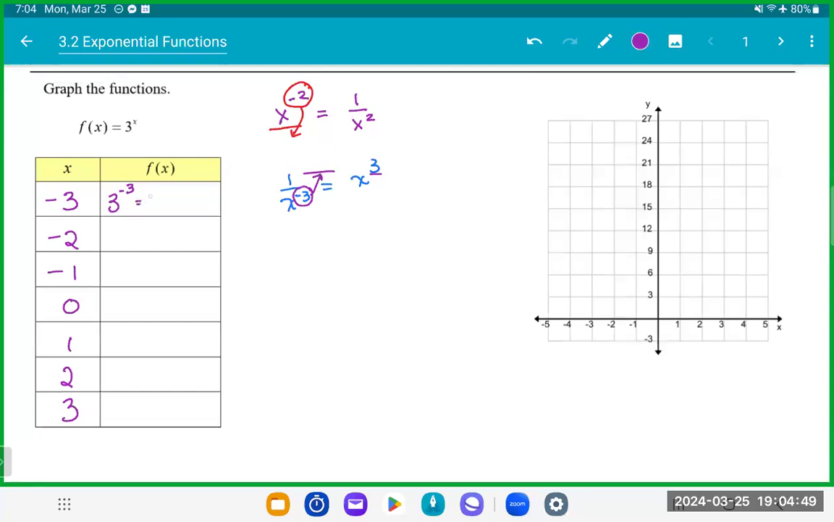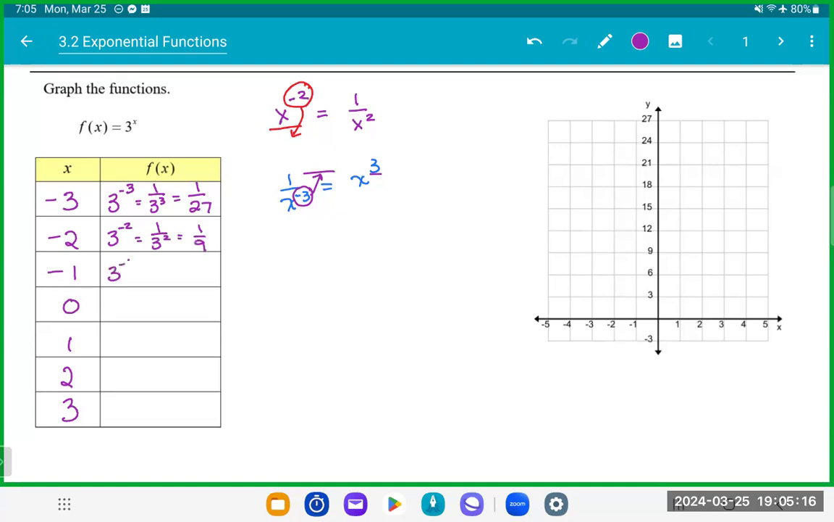So this is the same as saying 1 over 3 cubed. 1 over 3, so that's 3 times 3 is 9 times 3 is 27. So that is 1 over 27. Okay, this would be 3 to the -2. So that's 1 over 3 squared. So that's 1 over 9.